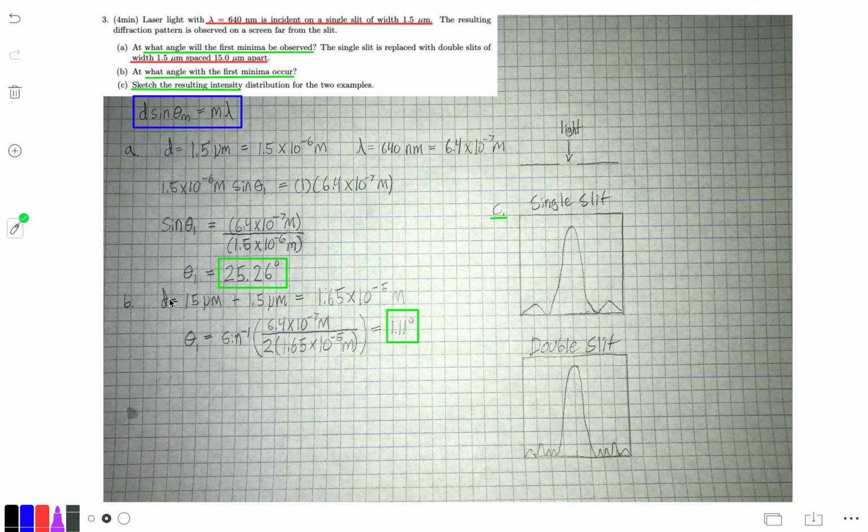So for part B, we're just doing the same thing. We're using the same wavelength, and the only difference is that we have to add this now 15 micrometers to our 1.5 micrometers, and then convert to meters again. And then we can just plug in and solve for theta sub 1 again, and we get 1.11 degrees for the first minima on the other one.